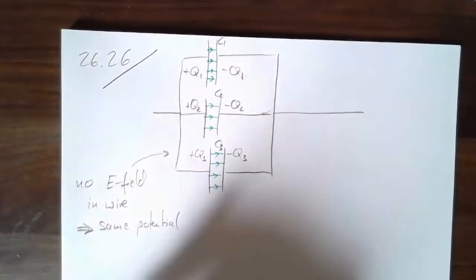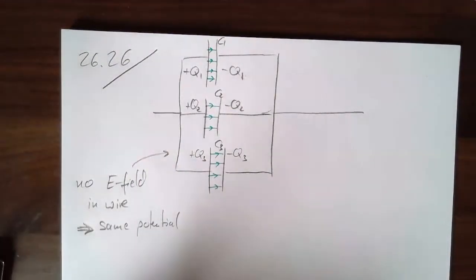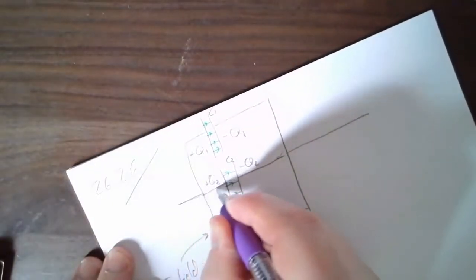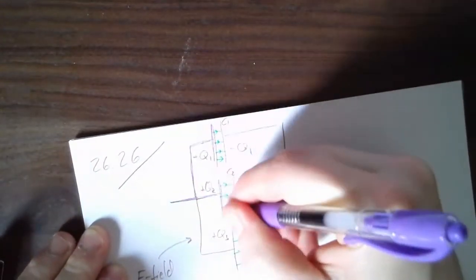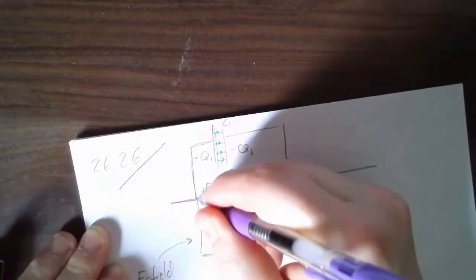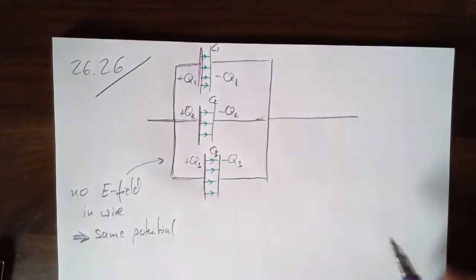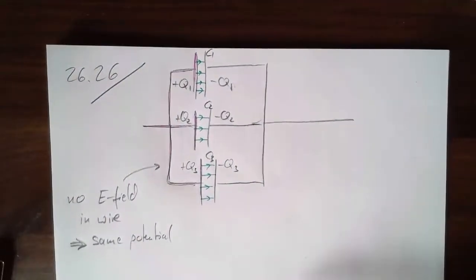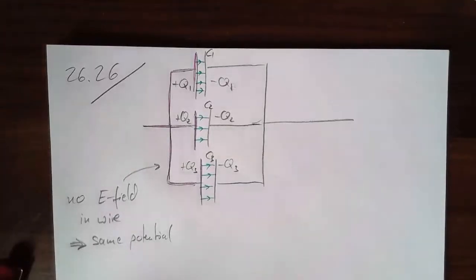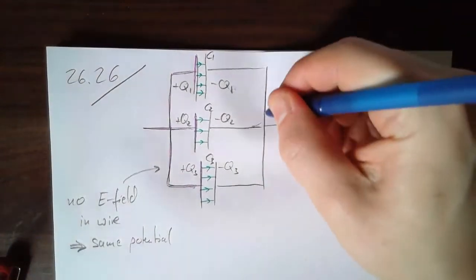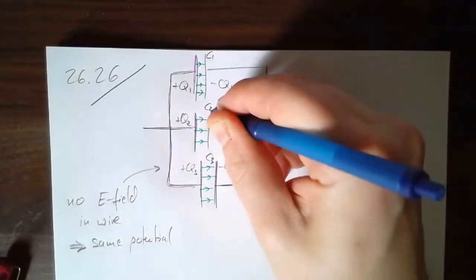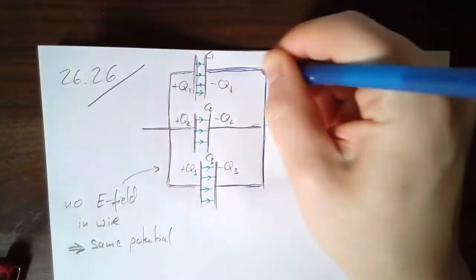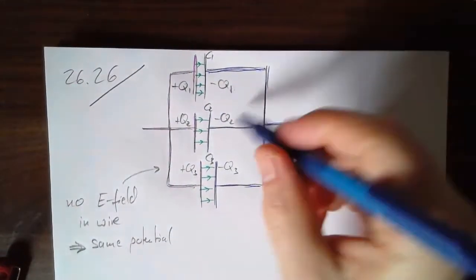So let me see if I can use some color here. Let me make those purple. So all those purple parts are at the same potential, the same altitude, if I go with that analogy again. Similarly, on the right, all these wires that I'm now drawing in blue are all at the same potential as each other.